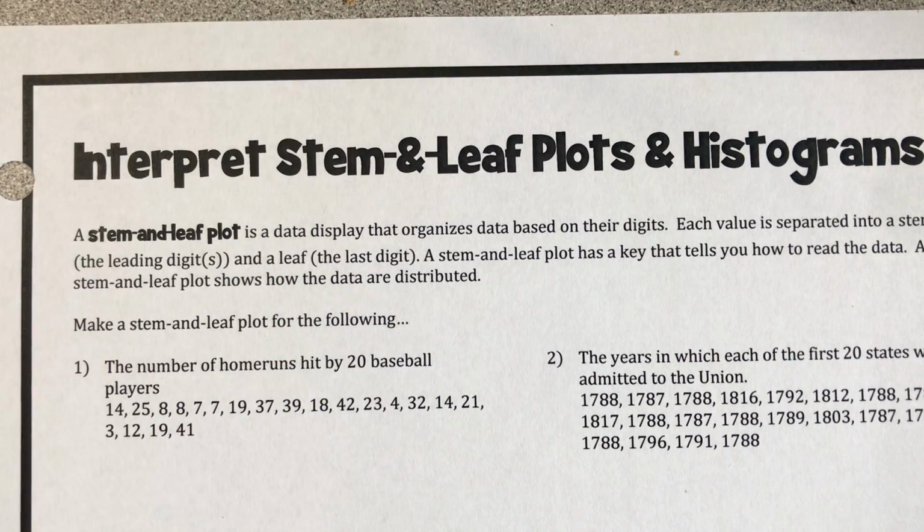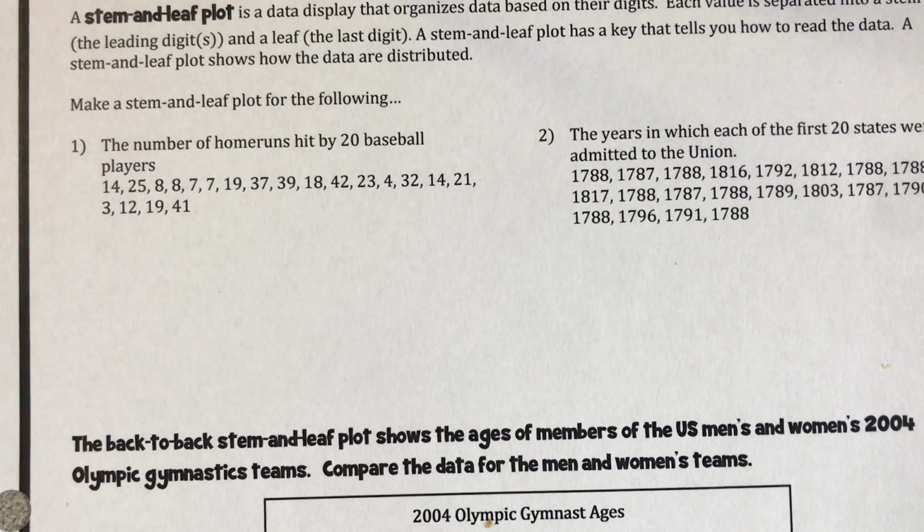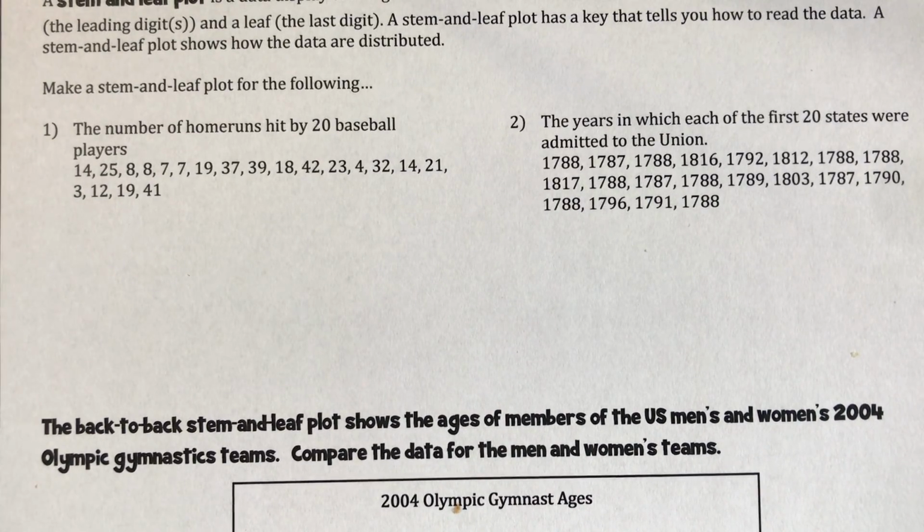A stem and leaf plot has a key that tells you how to read the data, and it shows you how the data items are distributed. So let's look together at number 1. It says make a stem and leaf plot for the following, and then it has the number of home runs hit by 20 baseball players.